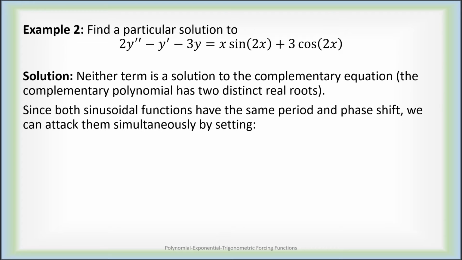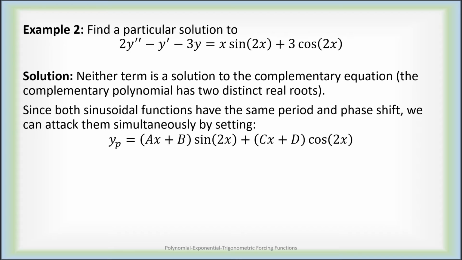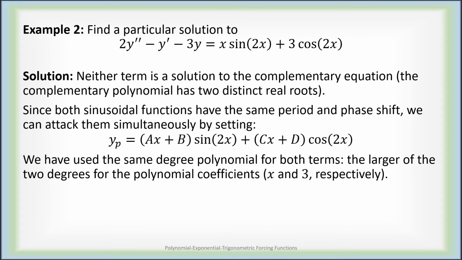Now, both sinusoidal functions have the same period and phase shift. We can actually attack them simultaneously. We're going to suppose that our proposed solution is a first-degree polynomial times the sine of 2x plus a first-degree polynomial times the cosine of 2x. The cosine term only had a 0-degree polynomial, but overall I have a first-degree polynomial times trigonometric functions of the same period and phase shift, so I really do want first-degree polynomials on both. Okay, we have used the same degree polynomial, but not the same polynomial. This is important. I did not use ax plus b in both cases. I did, however, use the same degree.